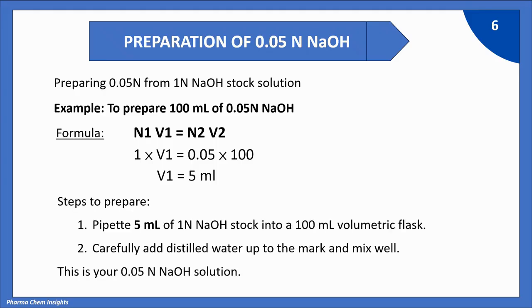Now see the steps to prepare. Pipette out 5 ml of 1 normal NaOH stock into a 100 ml volumetric flask. Carefully add distilled water up to the mark and mix well. This is your 0.05 normal NaOH solution.